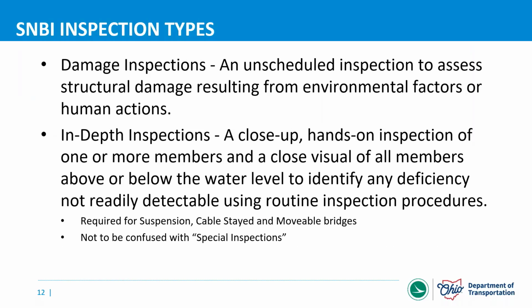Okay, a new inspection type for us here for SNBI that we will be using a decent amount, especially for bridge impacts, is damage inspections. So the key with damage inspection, or when to choose damage inspection type, is when it's an unscheduled inspection to assess structural damage, and that can be resulting from either environmental factors like flooding or a tornado, or things we would see in Ohio. But mostly, right, it's human actions. People keep running into our bridges. So that's where we have seen damage inspection coded the most so far since March, right?